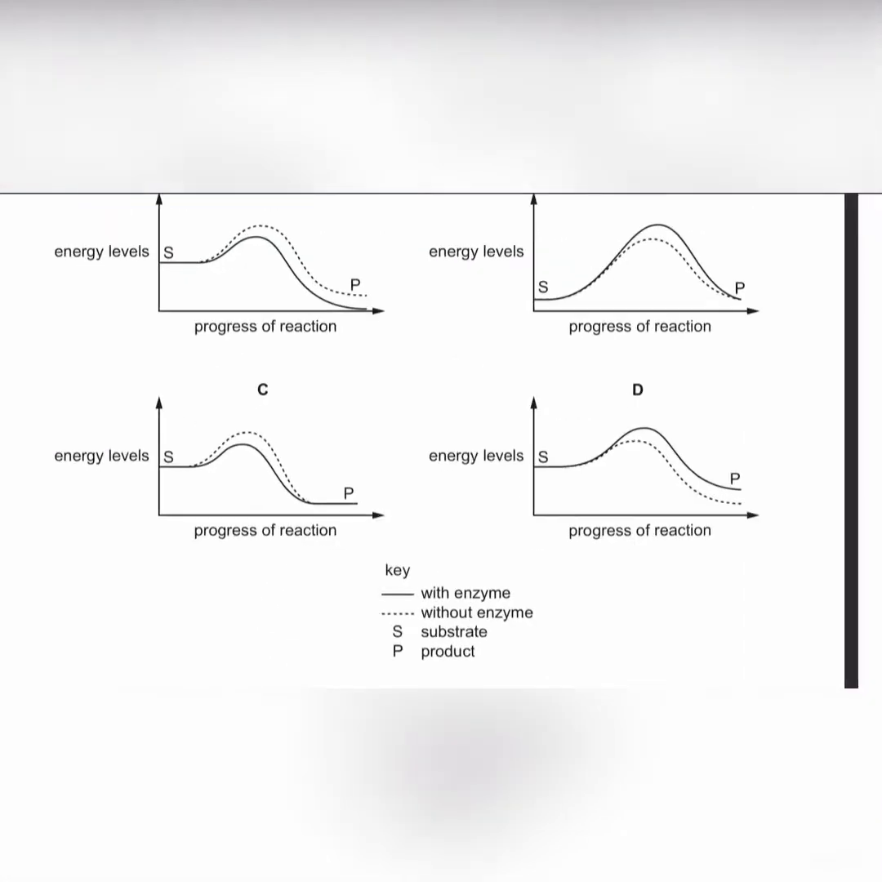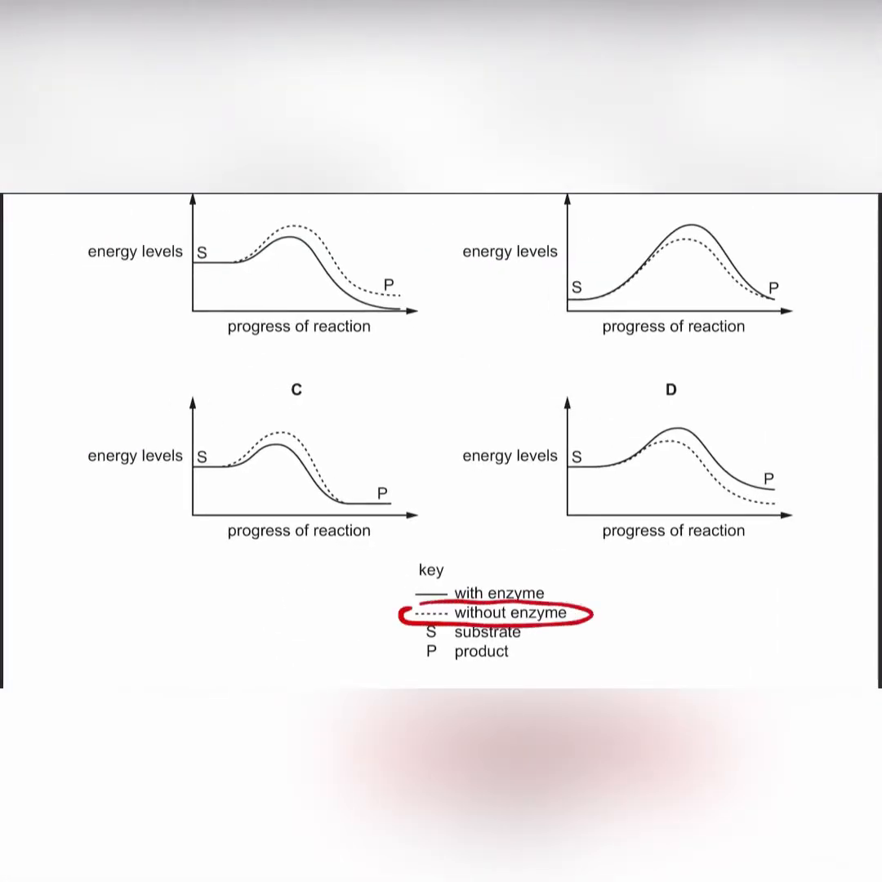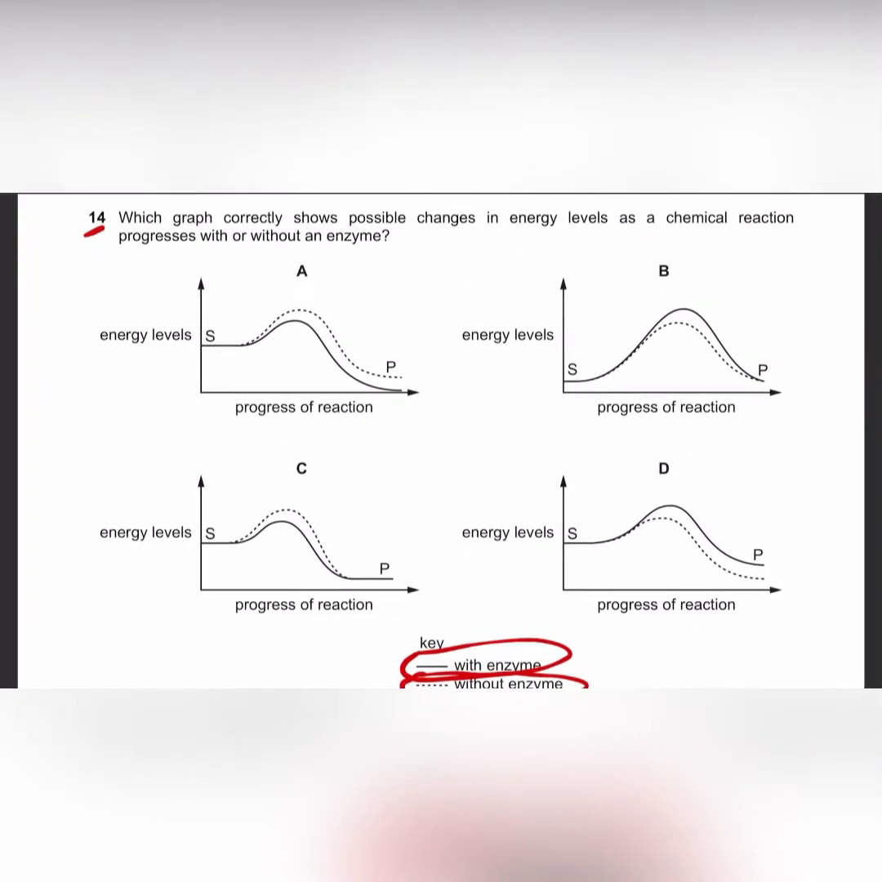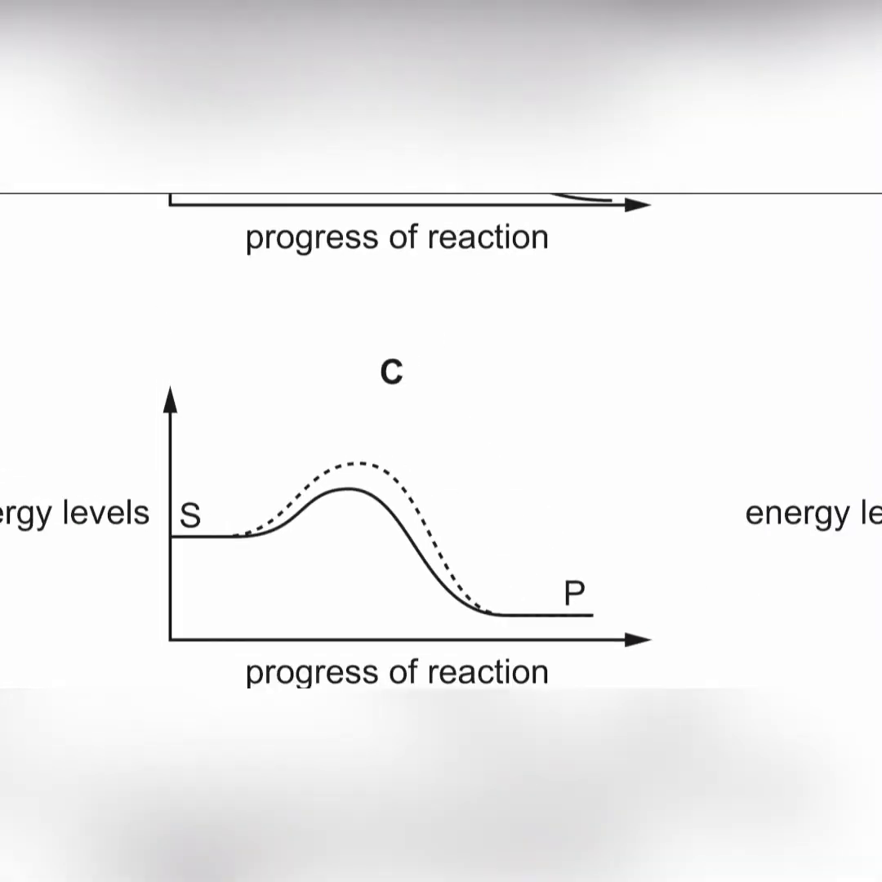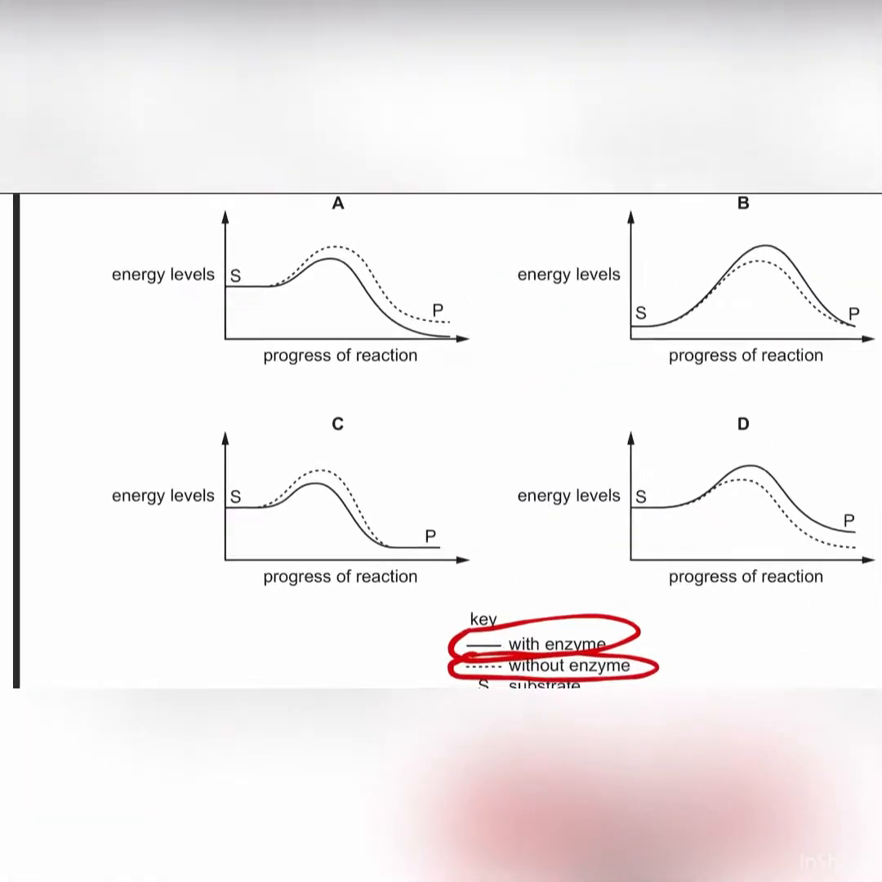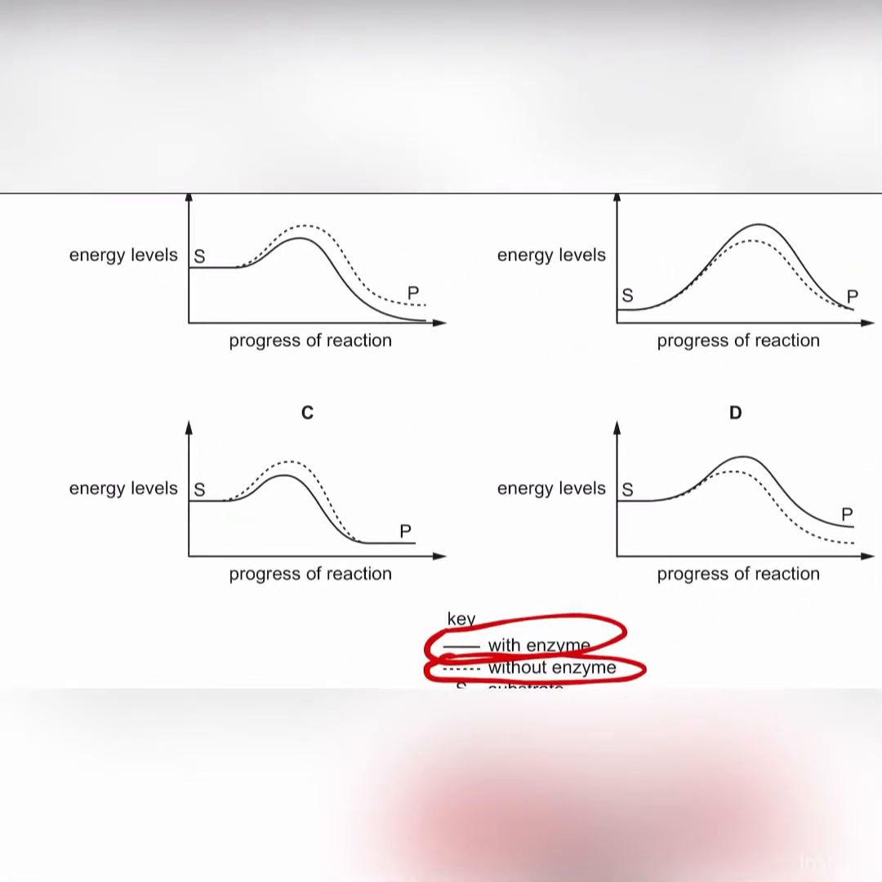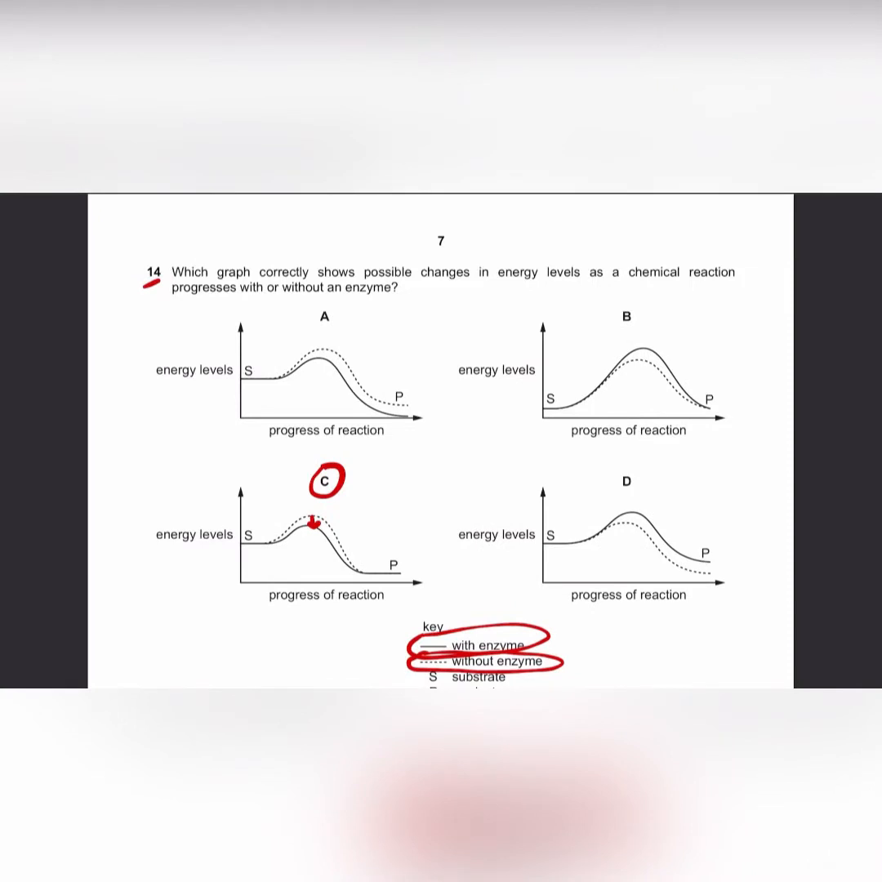So the dotted line is without enzyme and the firm line is with enzyme. Okay. So the two graphs should meet at the start and at the end. However, when you are using an enzyme, activation energy should fall. This means the answer is C. Right? So with enzyme, you will see a fall in the activation energy.